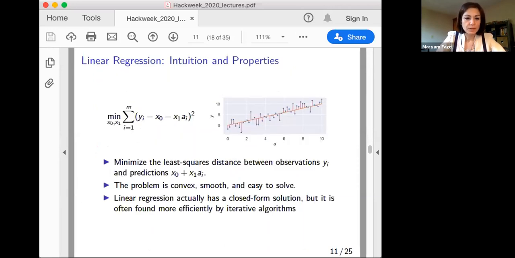So the intuition is finding a line that has the smallest sum of distances to all the points. This is the well-known least squares problem. It is convex, smooth, and actually has a closed form solution, although finding its solution by iterative methods is often more efficient.